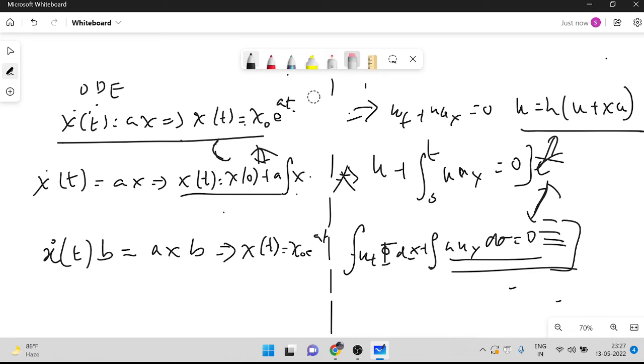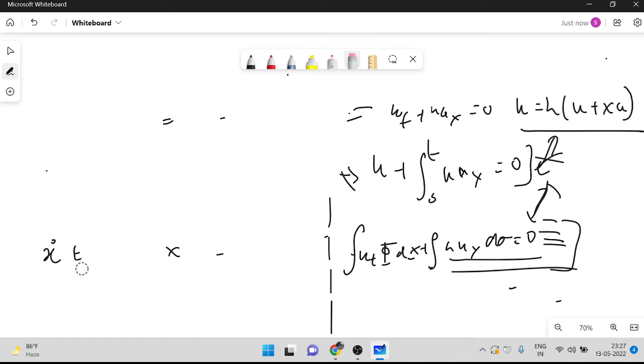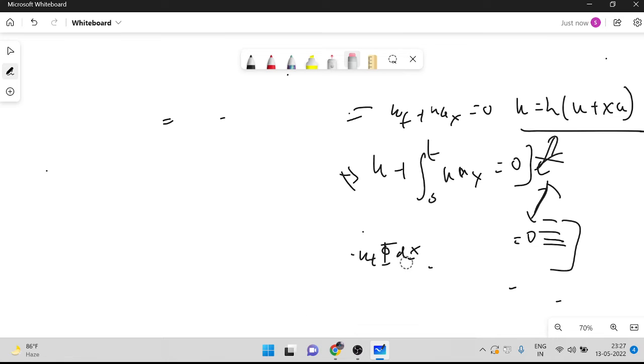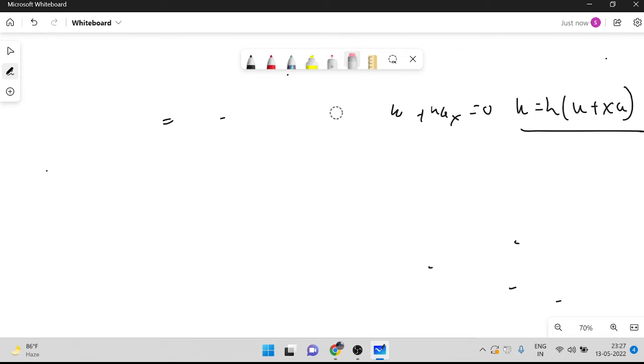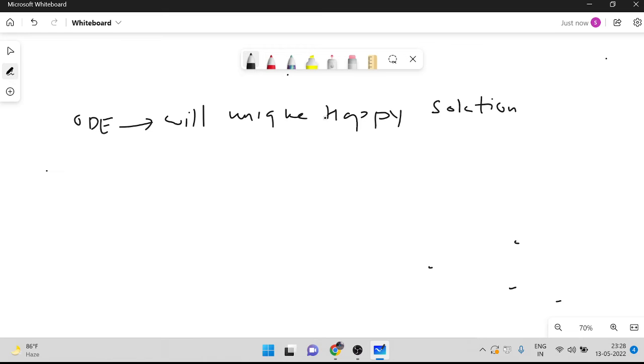Okay, so far if you don't understand things, it's okay, you can contact me. I'll repeat them, I'll elaborate everything in the consequent classes. So what I'm saying is that an ODE will have a unique solution. You integrate and solve it, it will give the same equation. You multiply it with a constant and solve it, you will get the same thing. But a PDE will not have a unique solution.